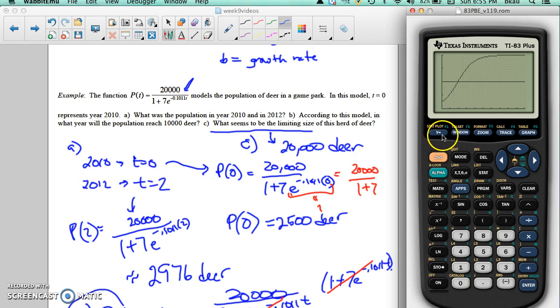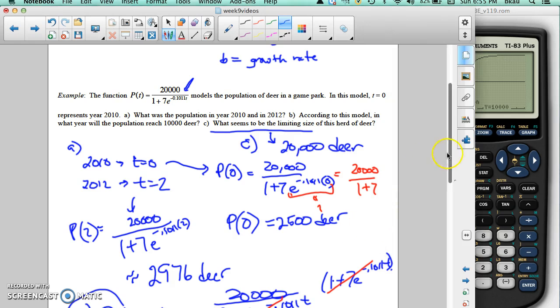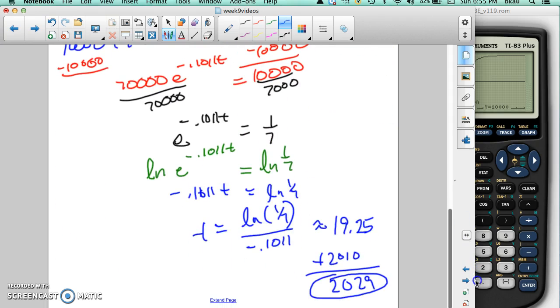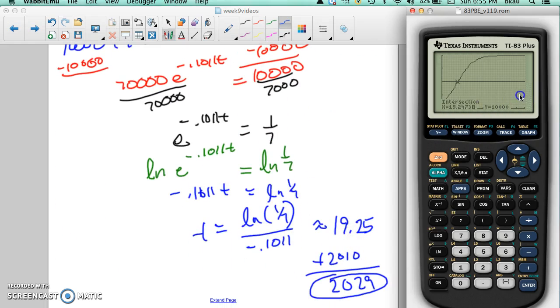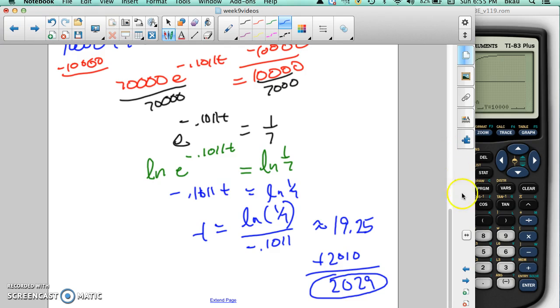All right, let's do our intersect here and make sure that we have the correct answer. We're guessing it's over here because that's where it looks like it crosses. It's at 19.24. Is that what we got? Yes, it is 19.25. Actually, it's 19.247, so it did round up like we did. So it gave us the same solution that we did algebraically.